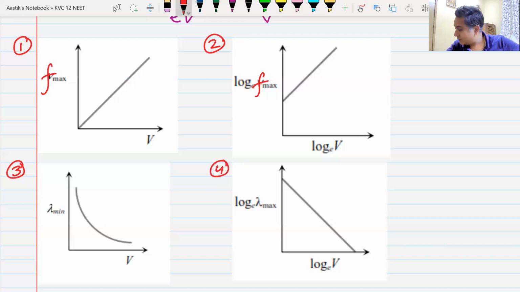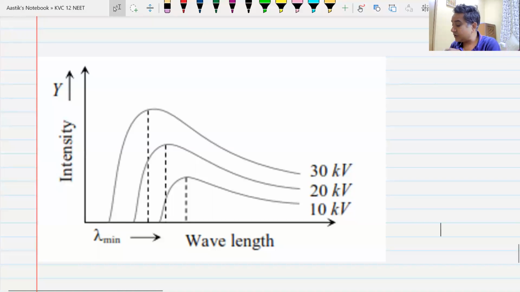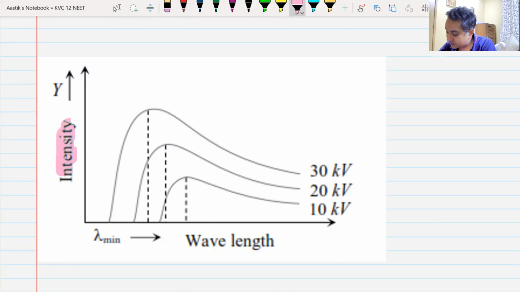Okay, then there is one more graph that remains, and that graph is graph number 5 that tells us about the intensity and the wavelength. And you can understand from this graph what happens here. Very important graph. Graph between intensity of X-rays. Intensity of X-rays is plotted on the y-axis, and the wavelength lambda is plotted on the x-axis.